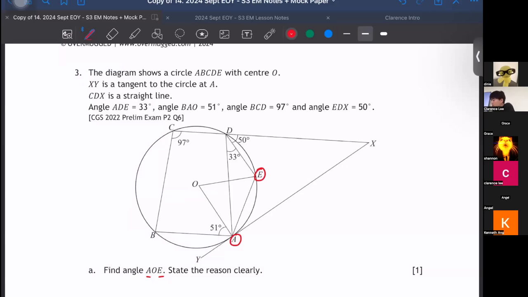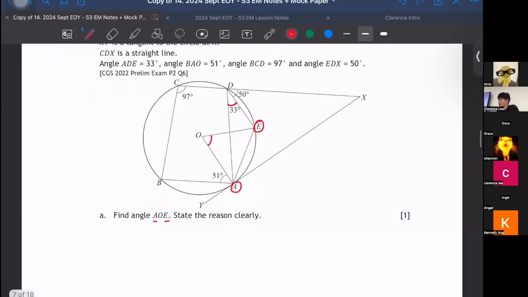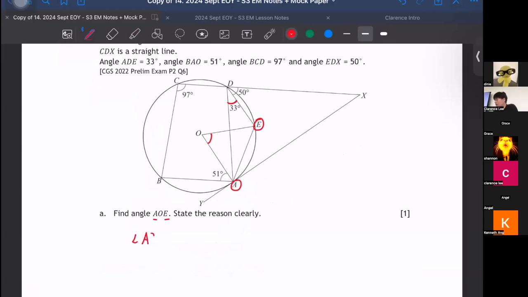So an example would be what? ADE, very good. ADE lies on the circumference of the circle. AOE lies on the center of the circle. So what's the relationship between angle at center and angle at circumference? 2 times. So therefore, just 2 times 33 to give me 66, because angle at center equals 2 times angle at circumference.